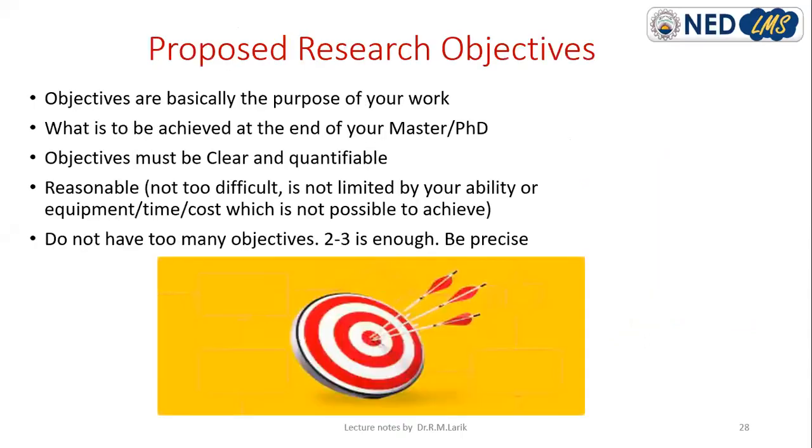So a very important part is your research objectives. They play a very important role, because the objectives come from the problem statement, right? Objectives are basically the purpose of your work, and whether you do master or PhD, two or three objectives are enough. But your objective must be quantifiable, right? Means attainable. You cannot say that I'm going to fly in the air, right? You cannot say anything which is not possible, right? So it should be quantifiable, right?